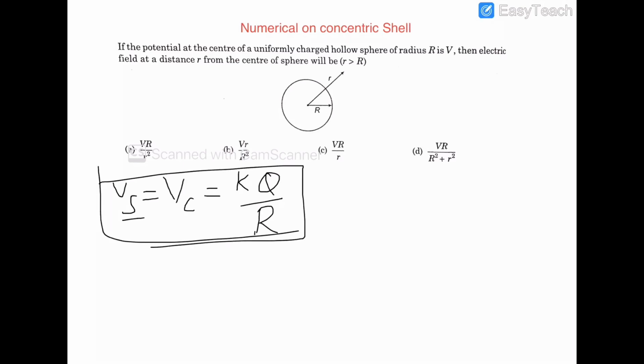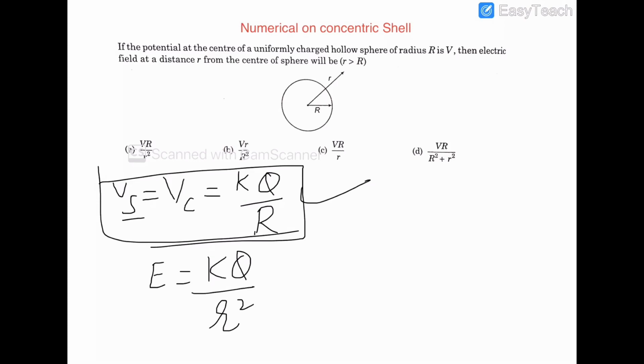So this is the potential on the surface. Now we have to calculate the electric field. The formula for electric field is equal to KQ divided by the square of distance. So the distance over here is small r, so its square will be small r square.